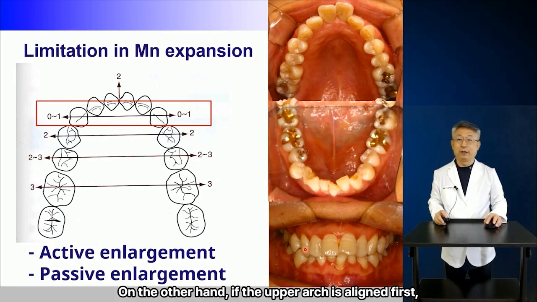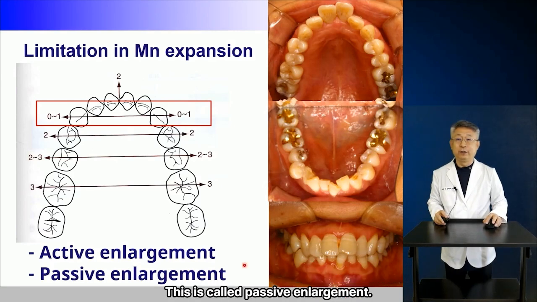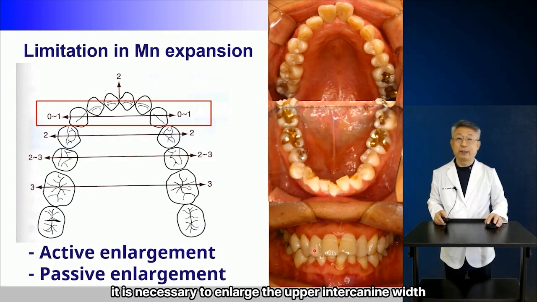On the other hand, if the upper arch is aligned first, the upper intercanine width is enlarged with normal canine inclination, and the lower arch can be naturally enlarged. This is called passive enlargement. Therefore, if there is insufficient buccal overjet between the upper and lower canines, it is necessary to enlarge the upper intercanine width.